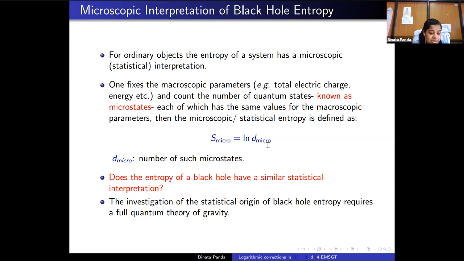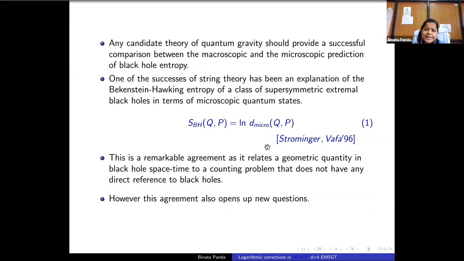The search for one such theory is, I think, an important area of research in theoretical physics. It's a standing problem for some time now, and we don't have a complete quantum theory of gravity. So any candidate quantum theory of gravity, let it be string theory or any other, should provide a successful comparison between the macroscopic and microscopic predictions of black hole entropy. In any theory, you start with the theory and calculate the macroscopic entropy and the microscopic entropy, and there should be a successful comparison.